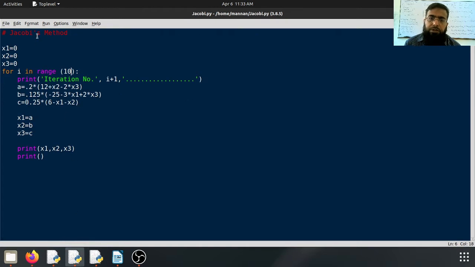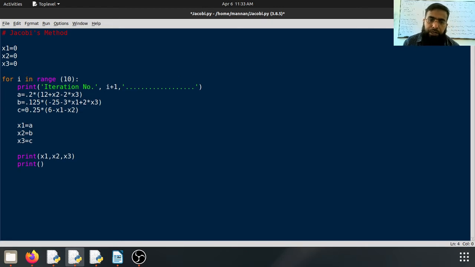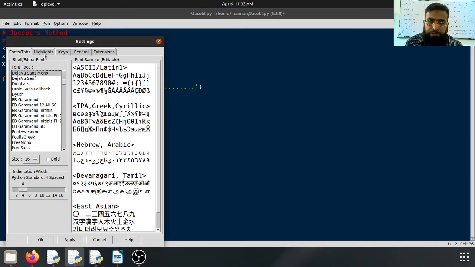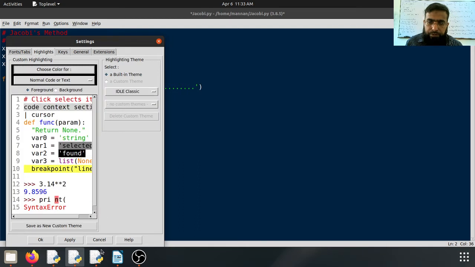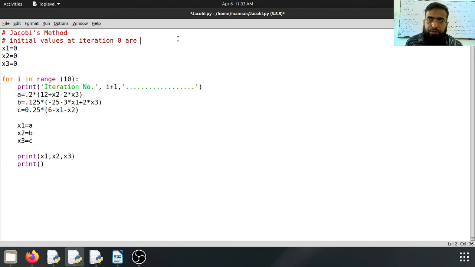This one is the code that I have written for Jacobi's method. It's a very simple, few lines code in which I have assumed the initial values at iteration 0 to be equal to 0. And then we proceed and we go through 10 iterations. We can increase or decrease the number of iterations here by writing 5, 6 or any number you want.